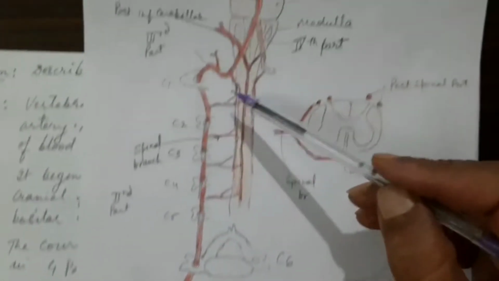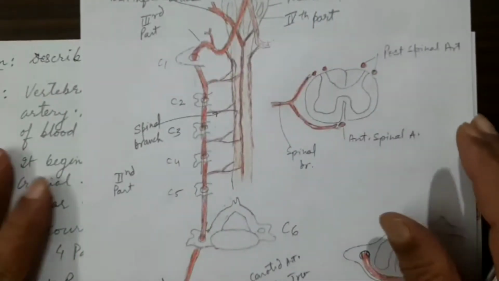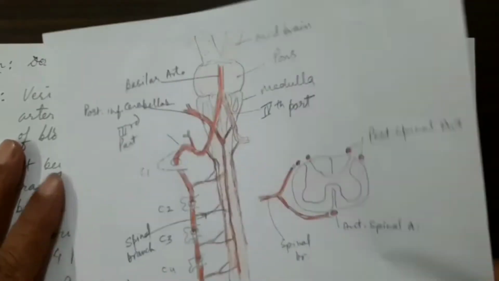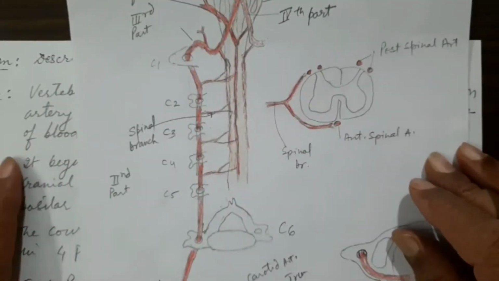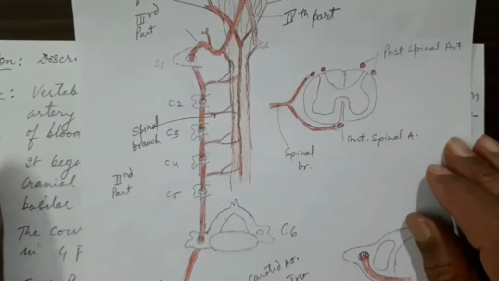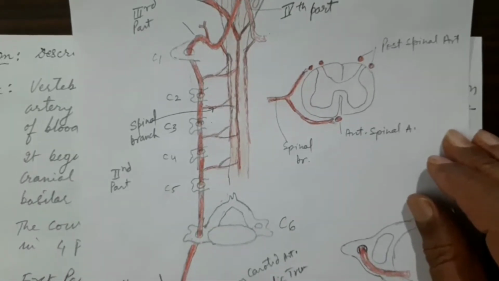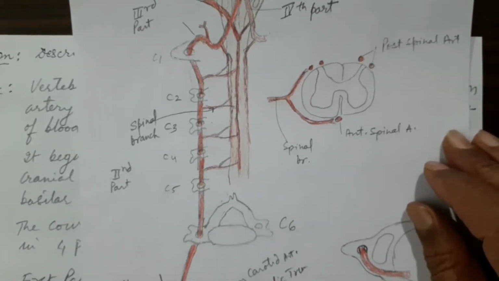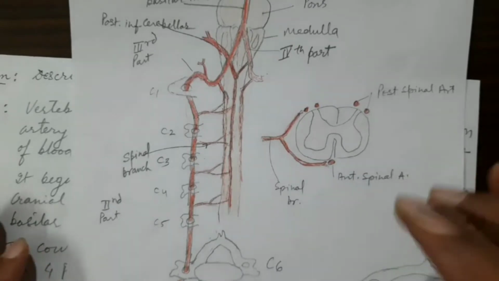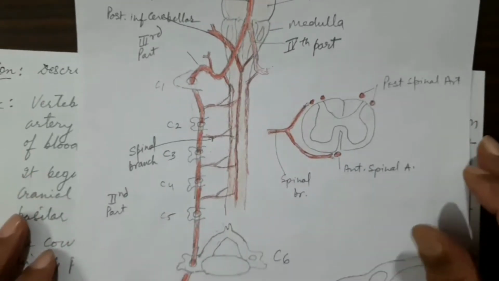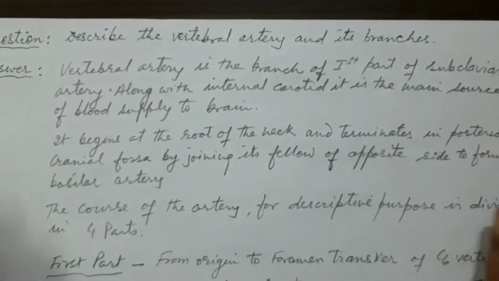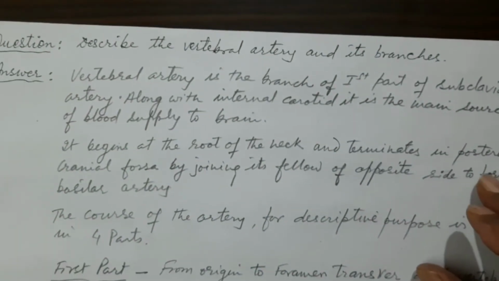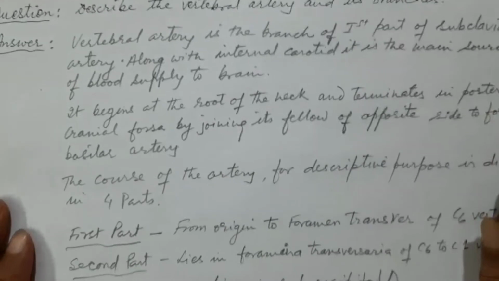So it has a long course. First, it runs from the root of the neck, goes into the cranial cavity, and lies in front of the medulla, and just at the lower margin of the pons it terminates. So it has a very long course, that is the vertebral artery. Now it terminates as the basilar artery by joining with its opposite vertebral artery.